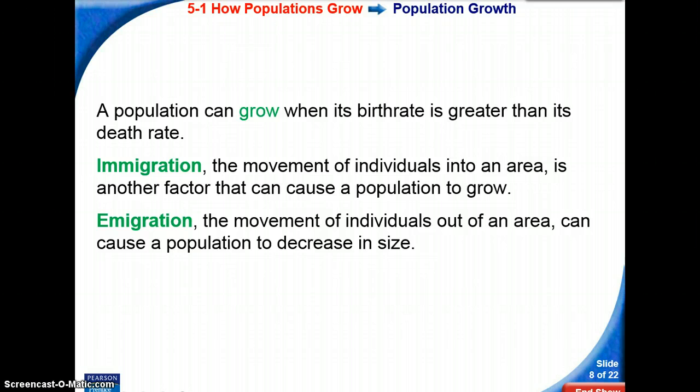Immigration is the movement of individuals into an area, and this is another factor that can cause population to grow. We hear a lot about immigration in our society, in the media, and about immigration of people from other countries. There's also emigration with an E, and that is the movement of individuals out of an area. So immigration moves people in, emigration moves people out.